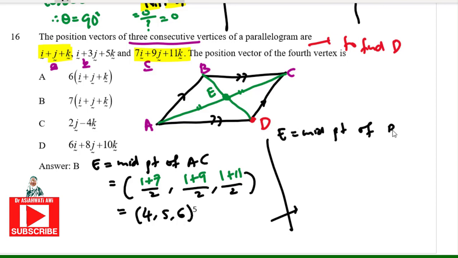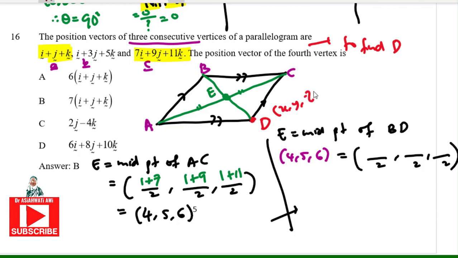So next, E is also the midpoint of BD. Given E is equal to 4, 5, 6 and is equal to the midpoint of BD, over 2 component I, over 2 component J, over 2 component K. Let's say point D is X, Y, Z. E is the midpoint of B and D: 1 plus X over 2, 3 plus Y over 2, 5 plus Z over 2. And compare.